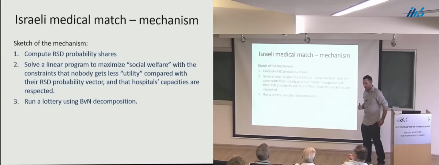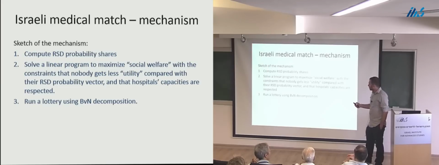Yes? In Hill and Zeckhauser, you start from equal probability. Sure. Here you're starting from the RSD probability. So is this a competitive equilibrium starting from the RSD probability shares? So not exactly, because we plugged in a few other things into the maximization.